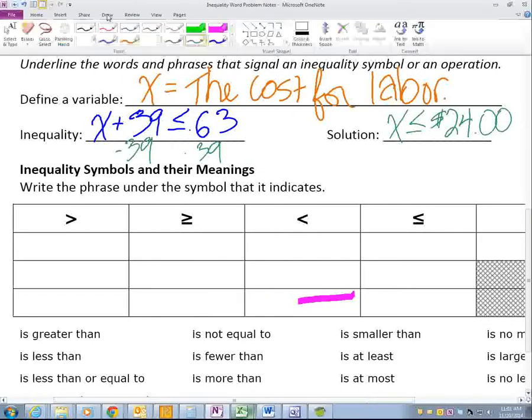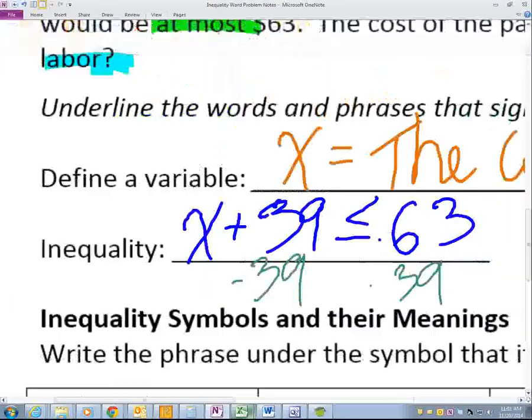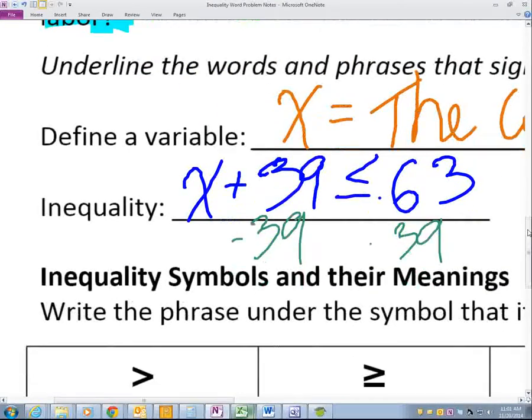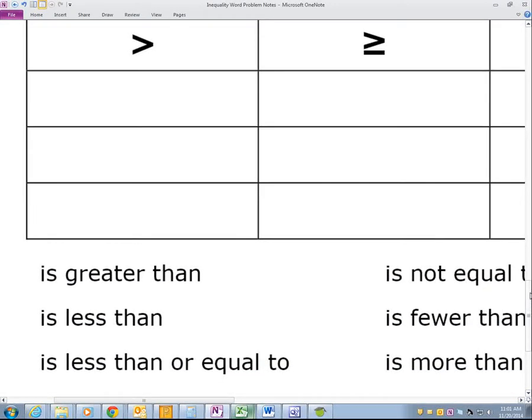Inequality symbols and their meanings. These are the words that you're going to see in these word problems that you're going to be pulling out. So, what is one of the three things for that symbol? What's one of them? Julia?